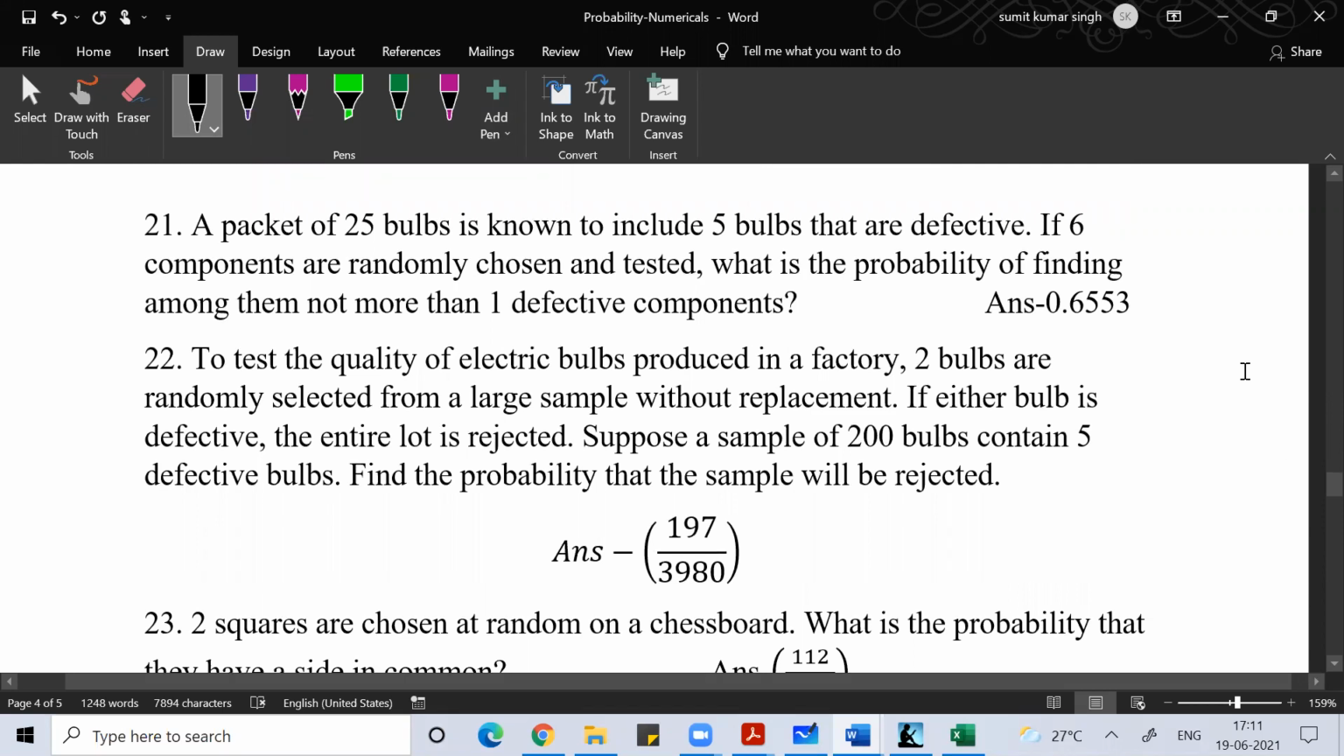Try question number 21 and 22. Everyone, please try these two questions.